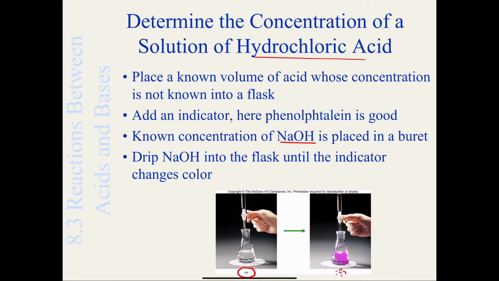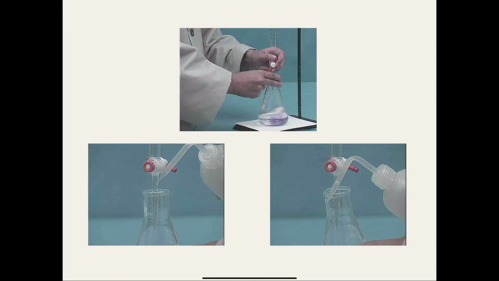So you are trying to get the indicator to turn the faintest pink possible. If your solution turns fuchsia, like this, that's not a good titration, because then you've added too much base. We call that overshooting the titration, or we say the titration has been overshot. And if you overshoot the titration, you can't assume that the number of moles of hydroxide is equal to the number of moles of hydronium. So if you end up with a solution that's hot pink like this, it might be better just to throw everything out and restart the titration. These pictures were taken from a video of somebody performing a titration.